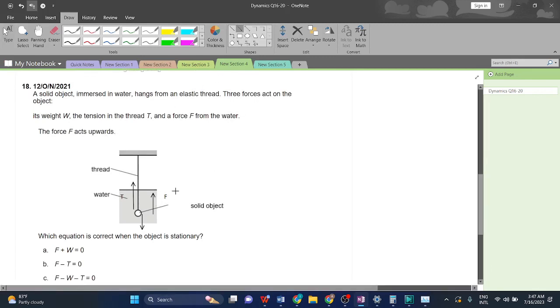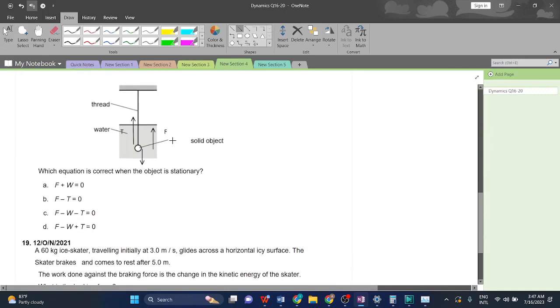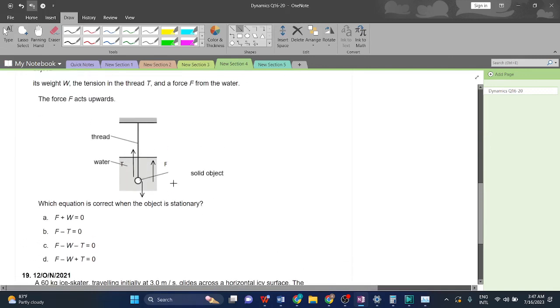It tells us that force F is acting upwards, right? And tension is always opposite to the force, right? So tension is acting upwards. Not always, but in this scenario. But the weight is acting downwards because of course gravity. Gravity pulls downwards. W is acting downwards. So we have to make an equation.